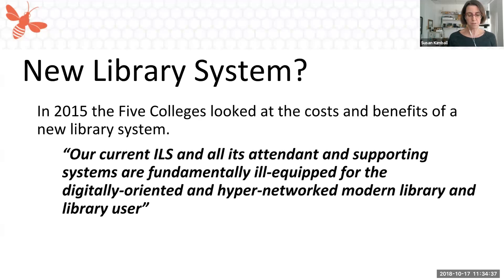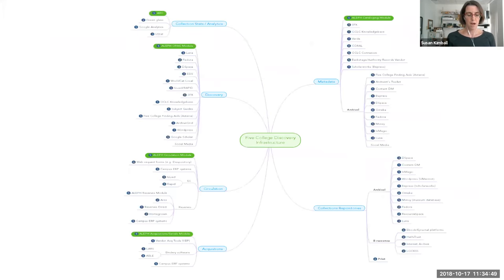They prepared this report and looked at what our current systems were. And in that preparation, they created an inventory of our discovery infrastructure across all five. This map, which was updated in 2018 as we were looking at FOLIO, gives you a sense of the complexity of our current discovery environment across the five colleges.